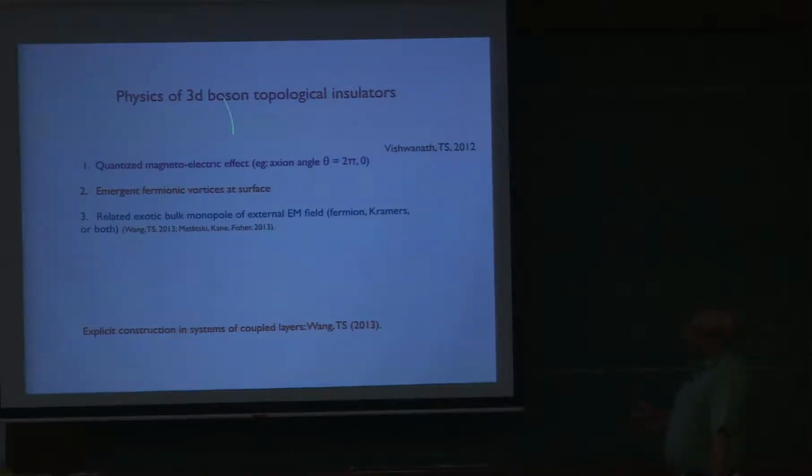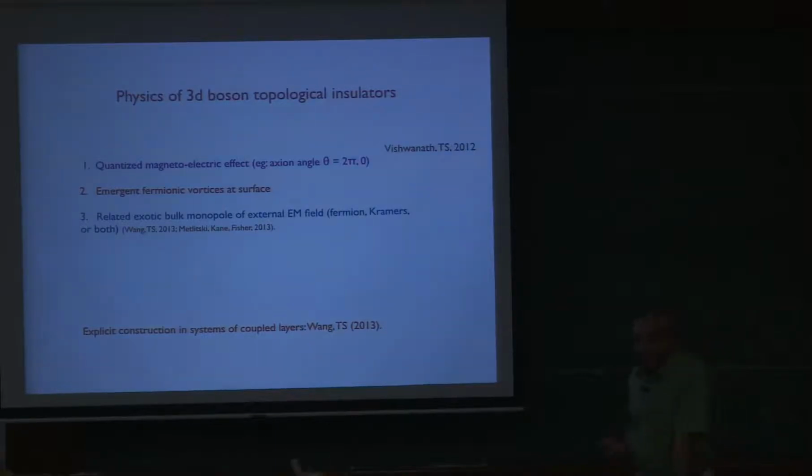Associated with this, all these things are associated with each other. We'll see that there are vortices at the surface that are fermions, which is very different from what an ordinary boson system will do, where the vortices of the boson field are bosons. So the quantized in the first point was the same as that it was 2 pi rather than pi.